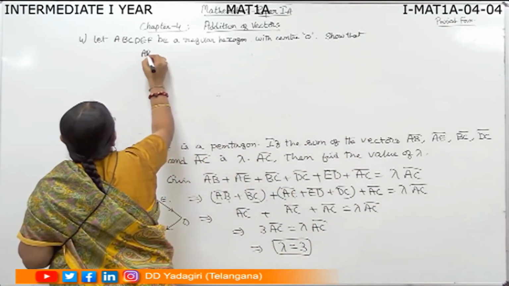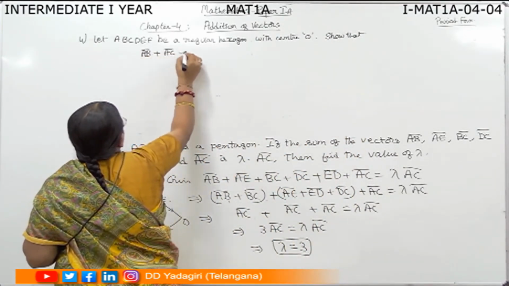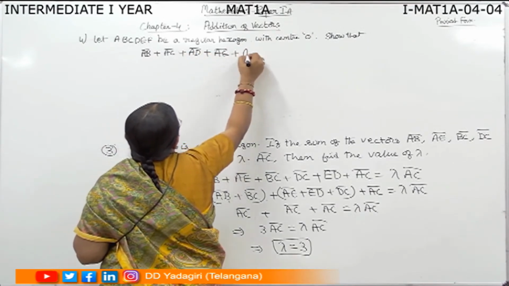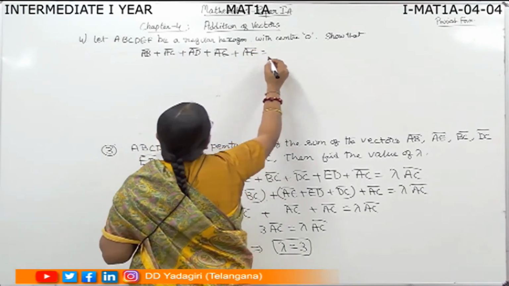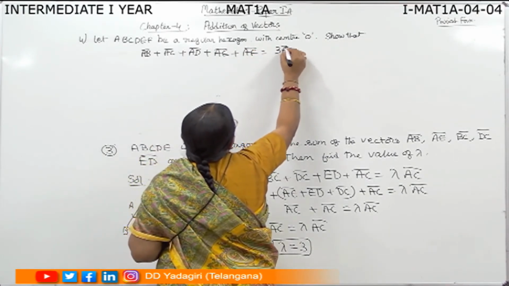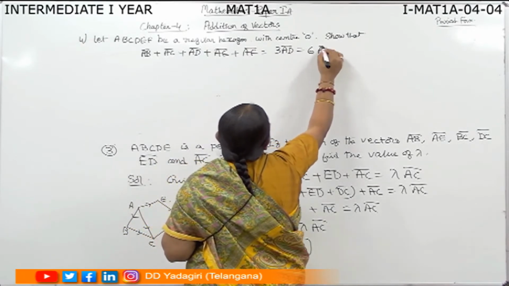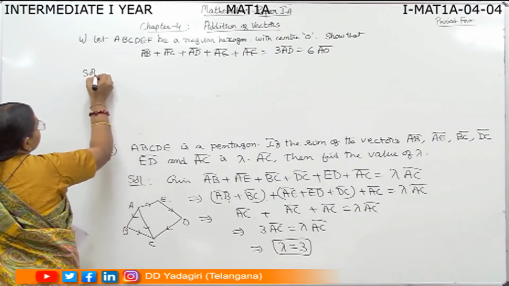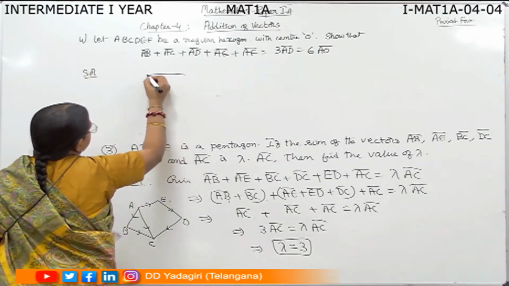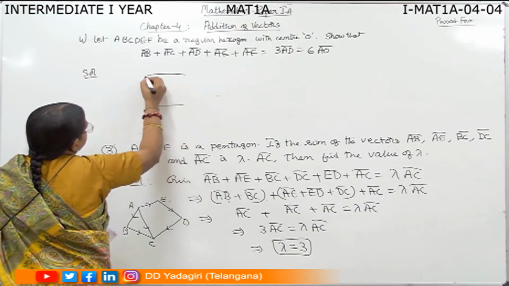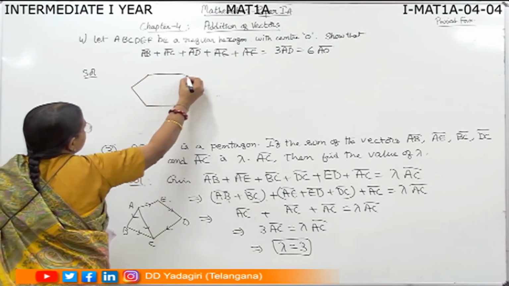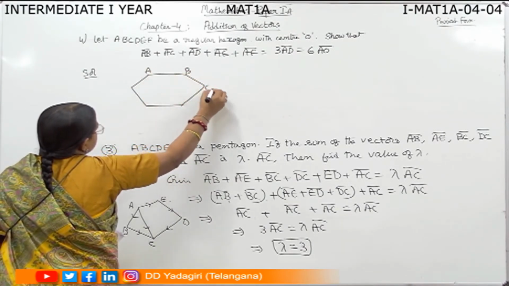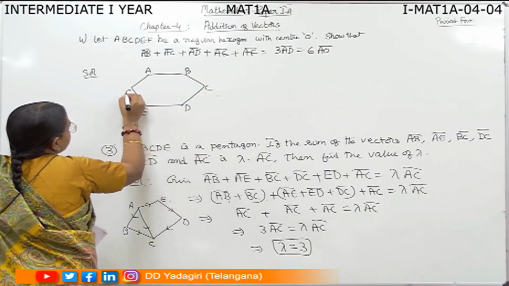AB plus AC plus AD plus AE plus AF is equal to 3 times AD is equal to 6 times AO. That is the problem. So regular hexagon, all sides are equal. So when you draw the figure, it looks like this. All sides are equal. A, B, C, D, E, F.